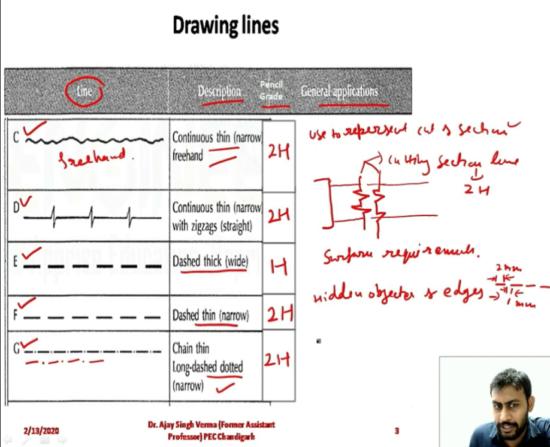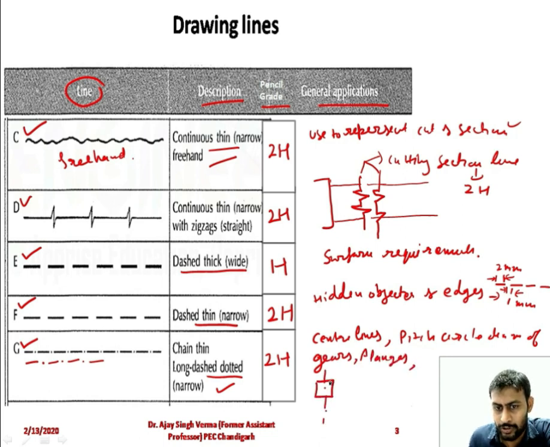And what is the application for the chain thin long dash dotted narrow lines? Your center lines, pitch circle diameter of gears, your flanges, or you can say deep holes, circles, your deep or circle center, are also drawn with the help of these types of lines. So these are some applications of the chain long dash lines.